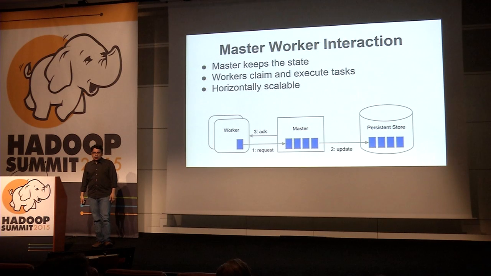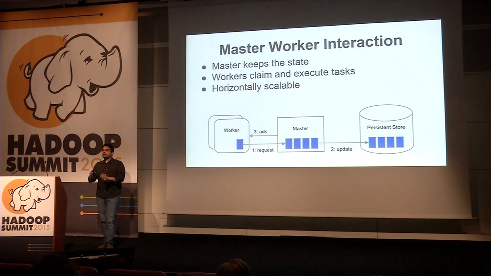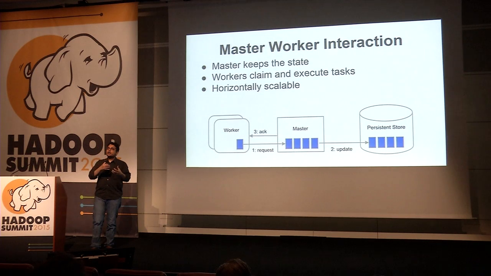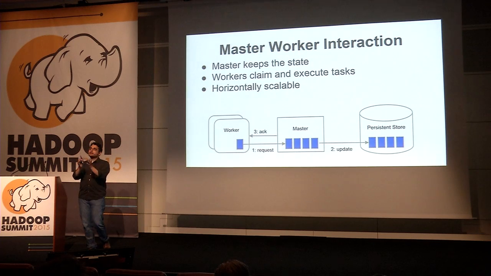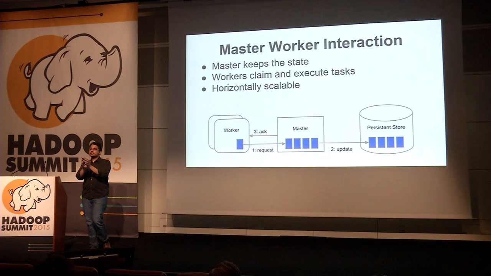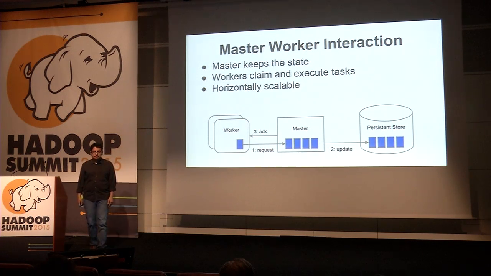So this is how the master and the worker interact. Compared to the Oozie interface, this is a polling-based system, so there is no async communication happening here. But the beauty of it is that the state management is centralized, so it's very easy to scale the system. Because there's only one master dealing with the state management, we can spin up as many workers as possible to scale for the throughput of job submissions. So workers claim and execute these tasks as shown in this diagram, and as I said, it's horizontally scalable.